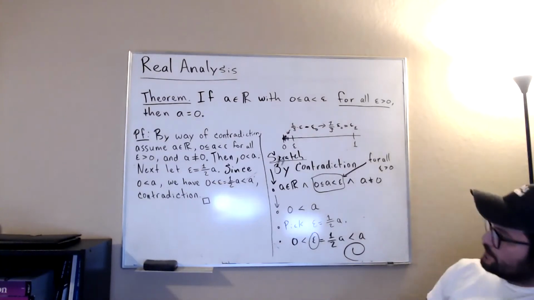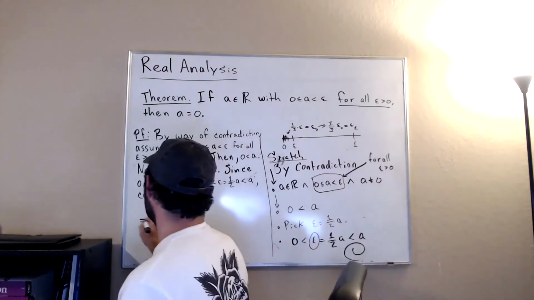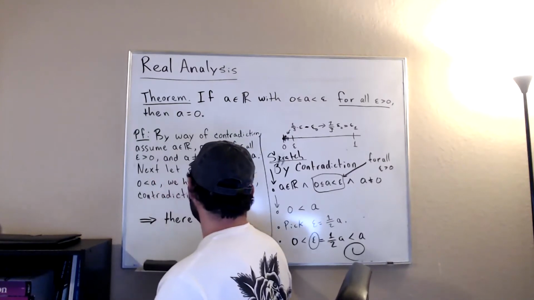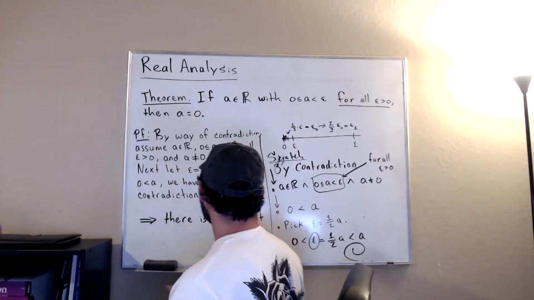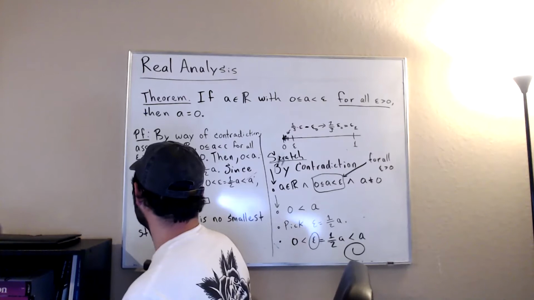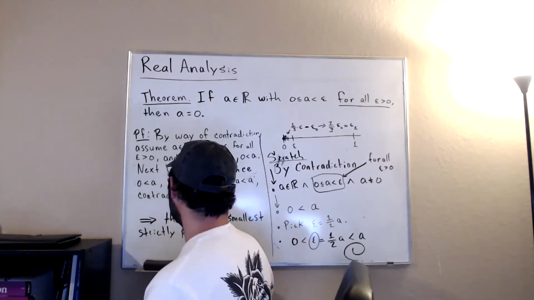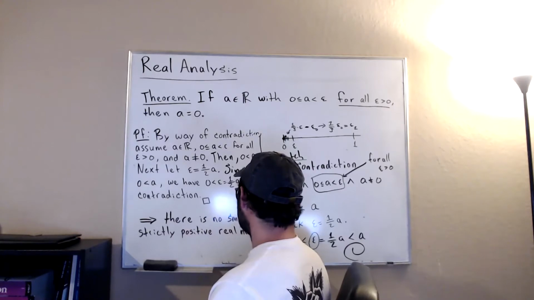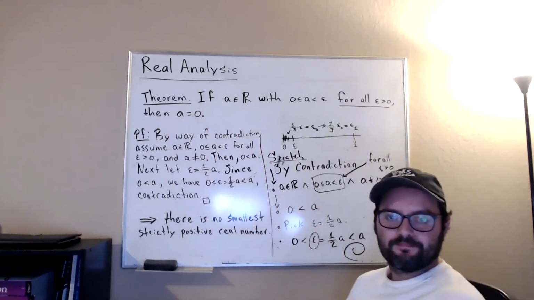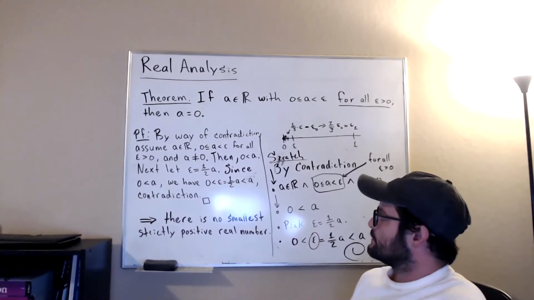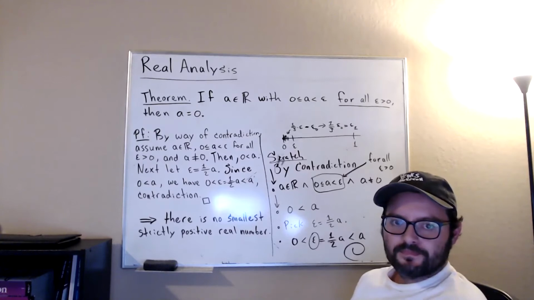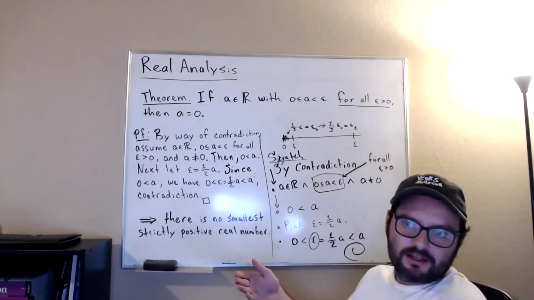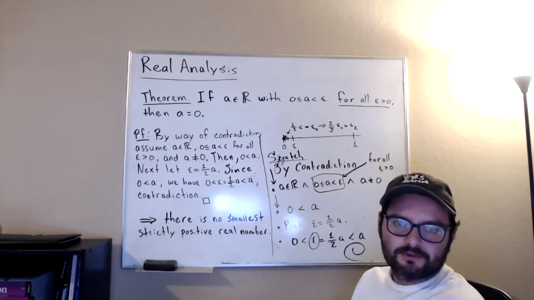Okay. So what this theorem implies, right? This implies that there is no smallest strictly positive real number. Okay. There's no smallest strictly positive real number. Because if you assume there is one, then you can always take like half of that. You get a smaller one that's still greater than 0.